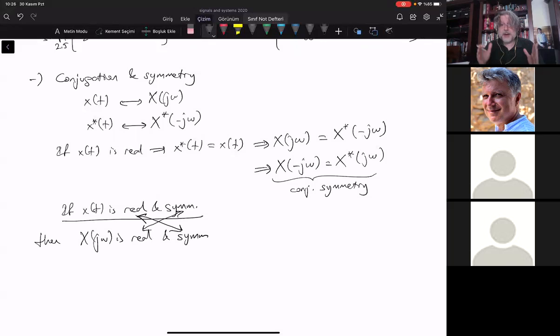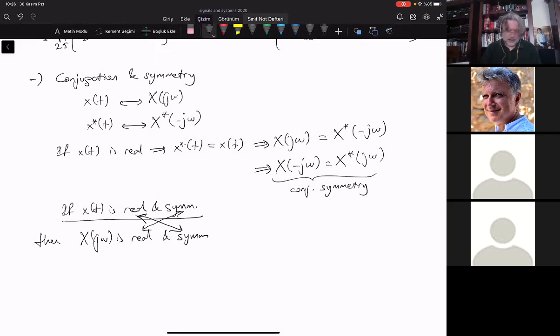Or a rectangular box around the origin, what was its Fourier transform? It was sinc, which is real. So symmetric signals give you real Fourier transforms, and real signals give you symmetric Fourier transforms. So if it is real and symmetric in time, then it is also real and symmetric in frequency.